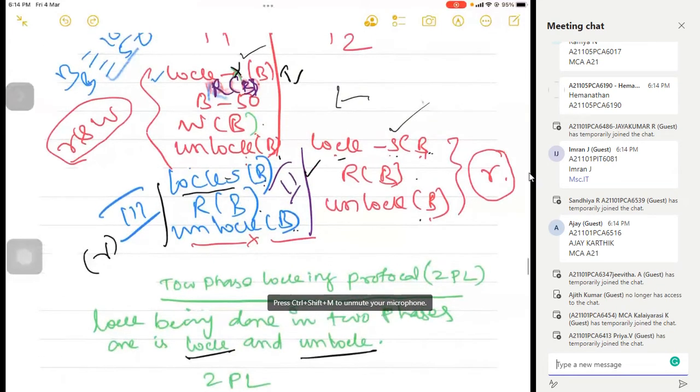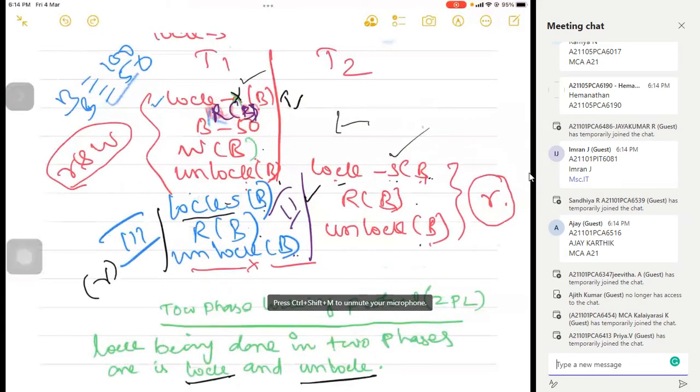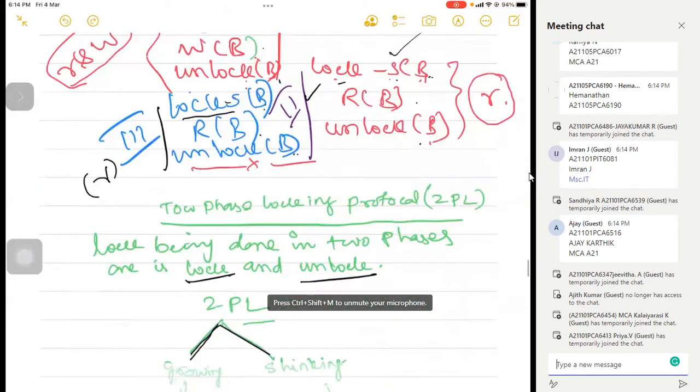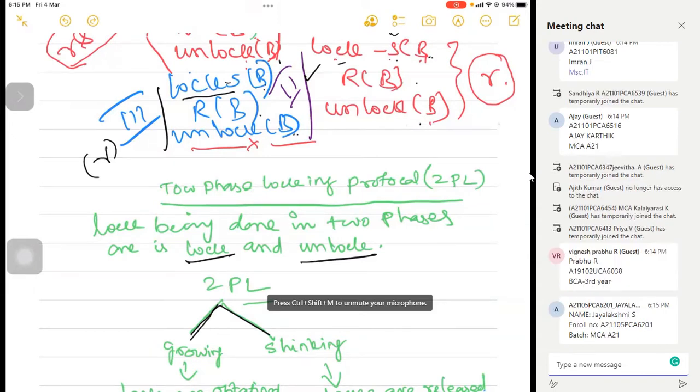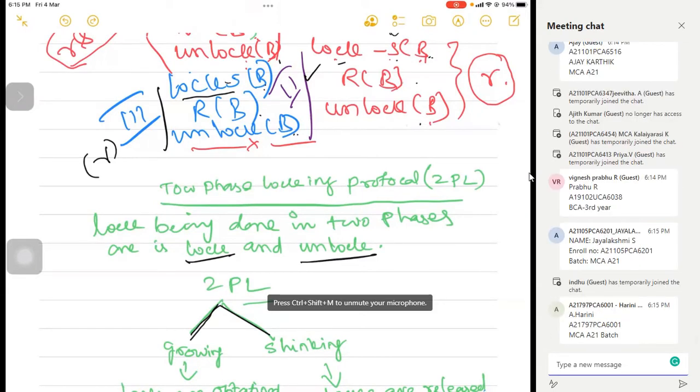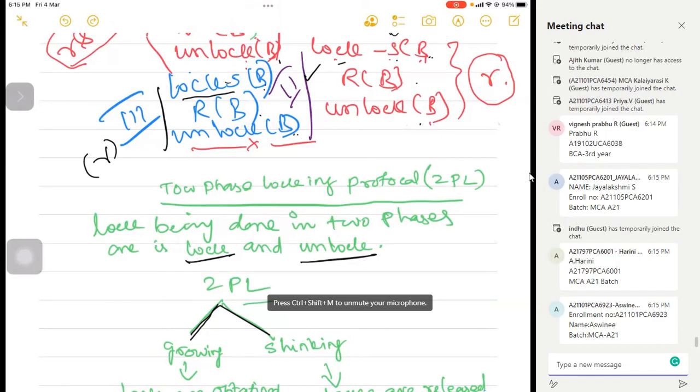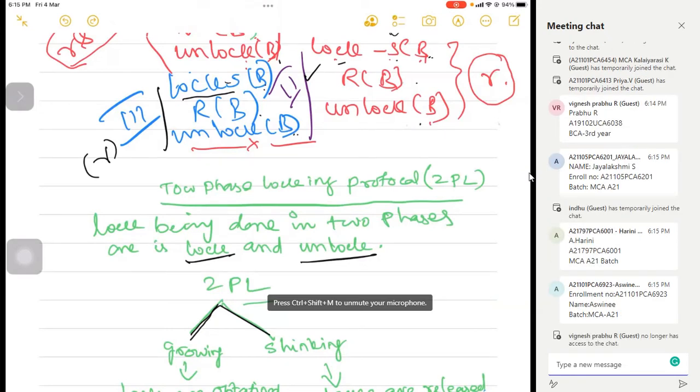Okay. Next, this is the locking process. Here is one more algorithm we can follow for more than one transaction carried out concurrently: the two-phase locking protocol. Locking is done in two phases, one is the lock and another one is the unlock.